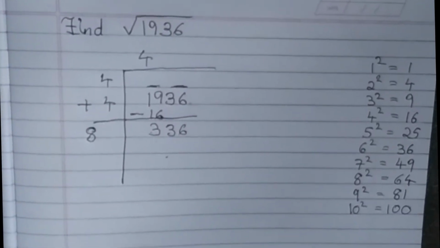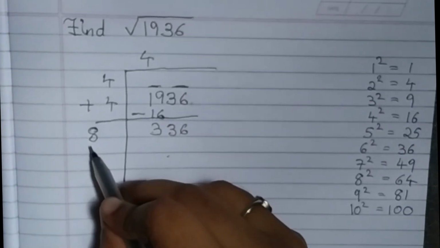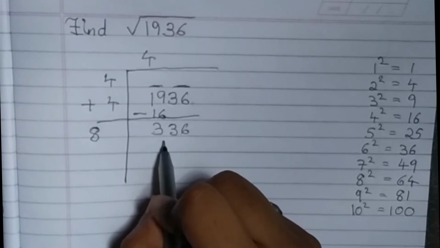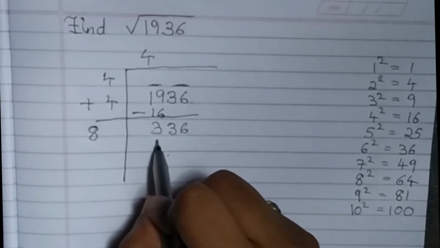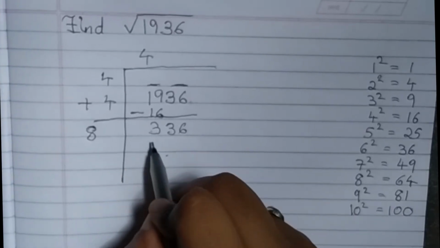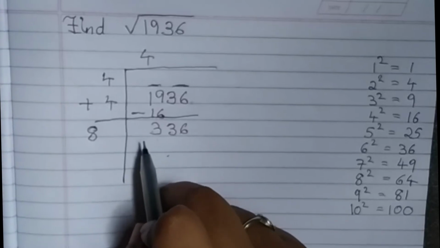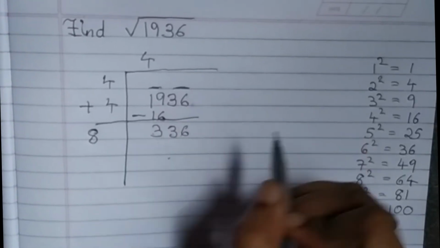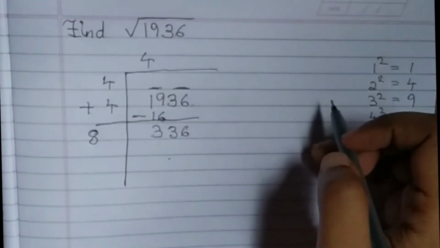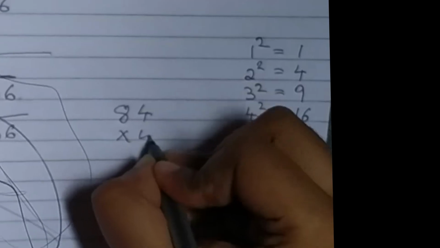So for finding the next number, what we will do, see. Now here what is the number? 8, right? And see the first two digits, 33 is there. Now from 8, how can we get 33? 8 fours are 32, right? So we can take 32. But we will not multiply 8 directly with 4. What we will do is 84 into 4.